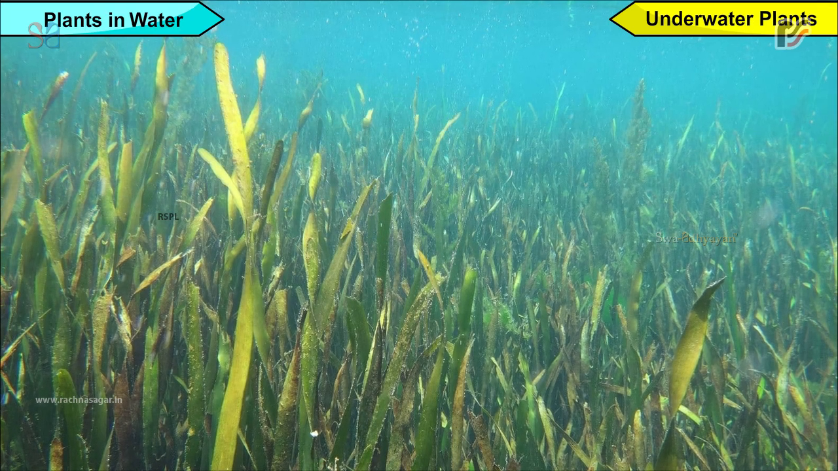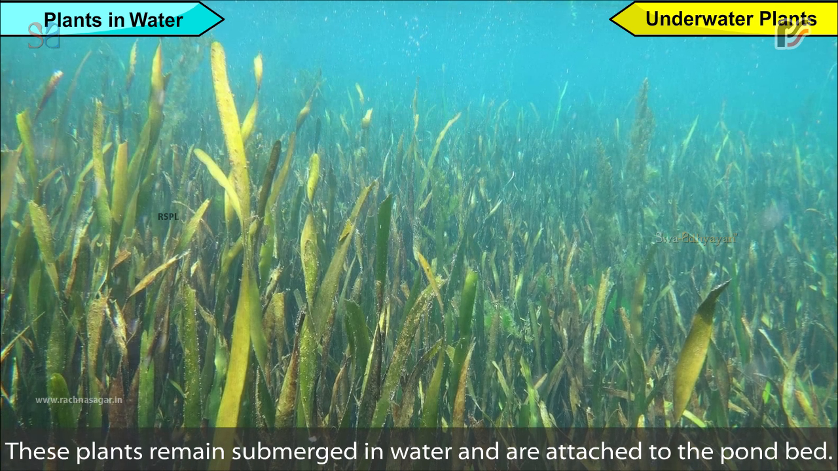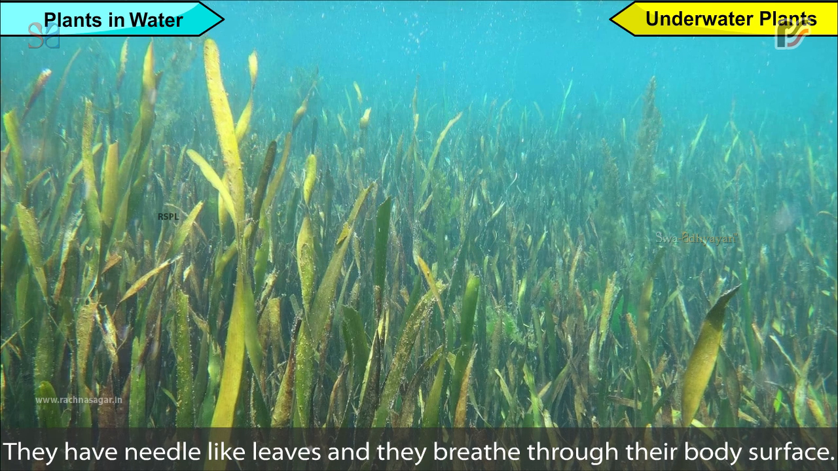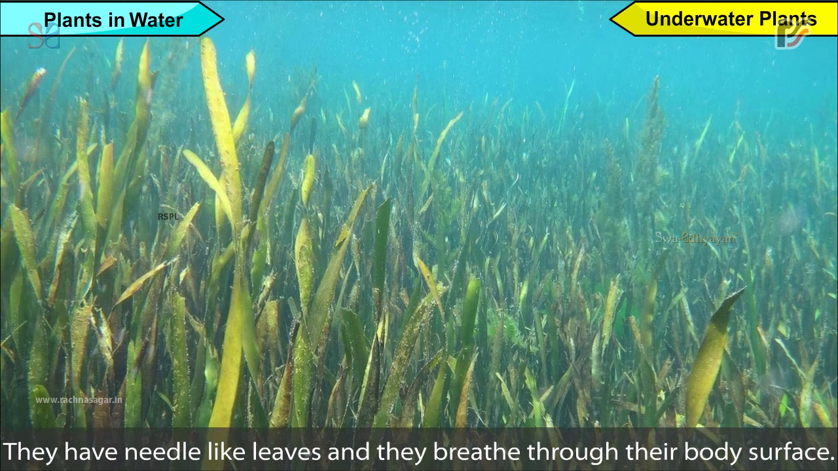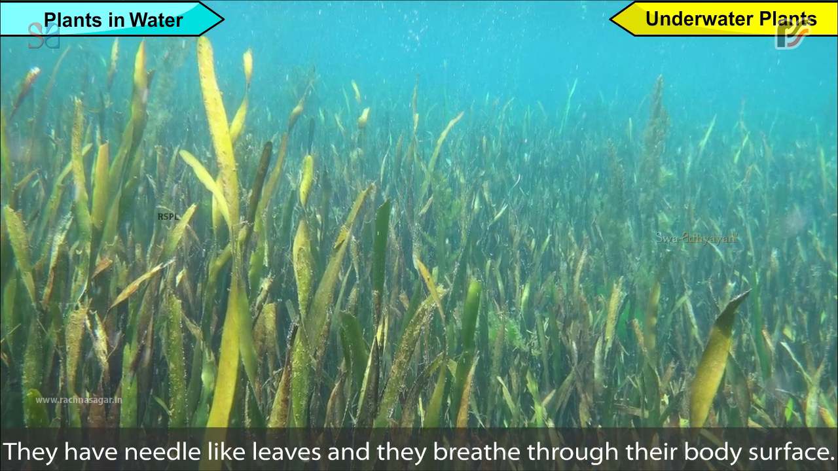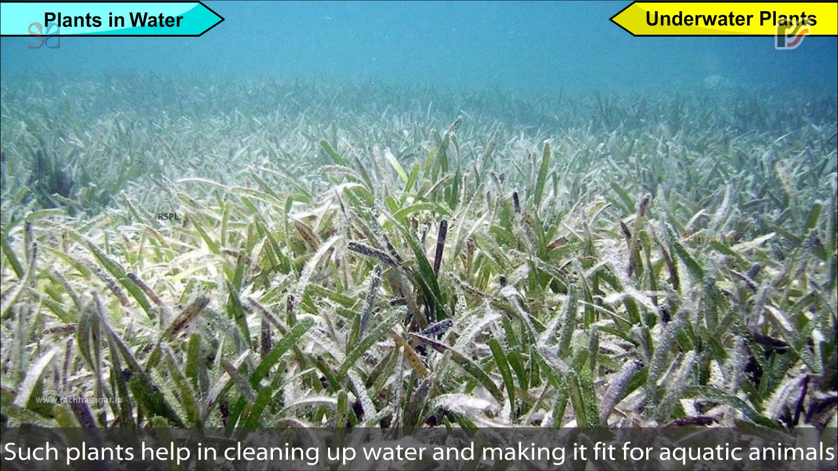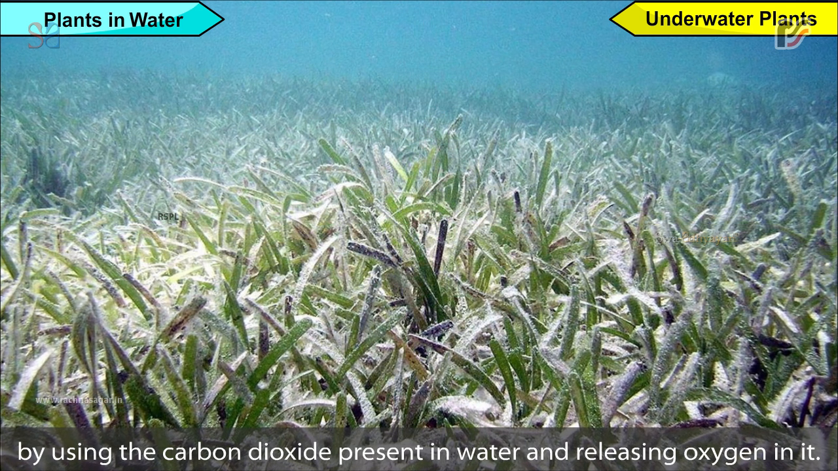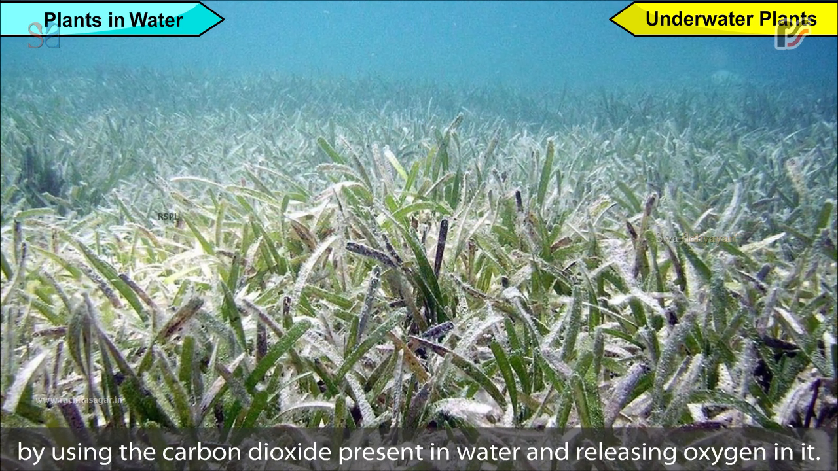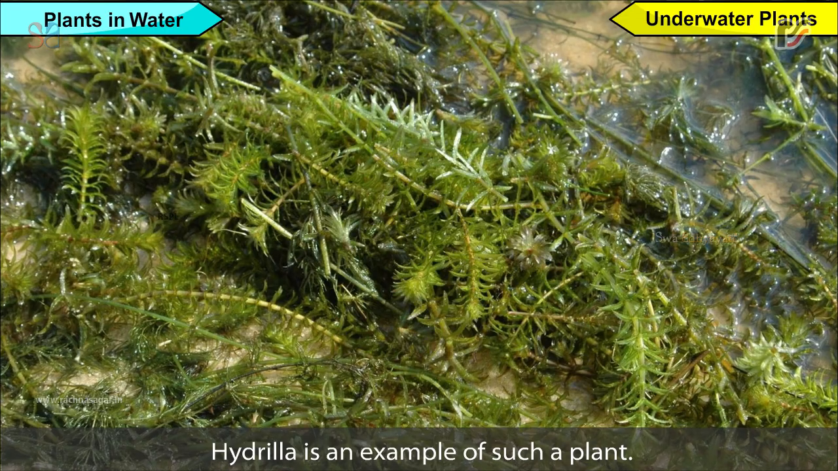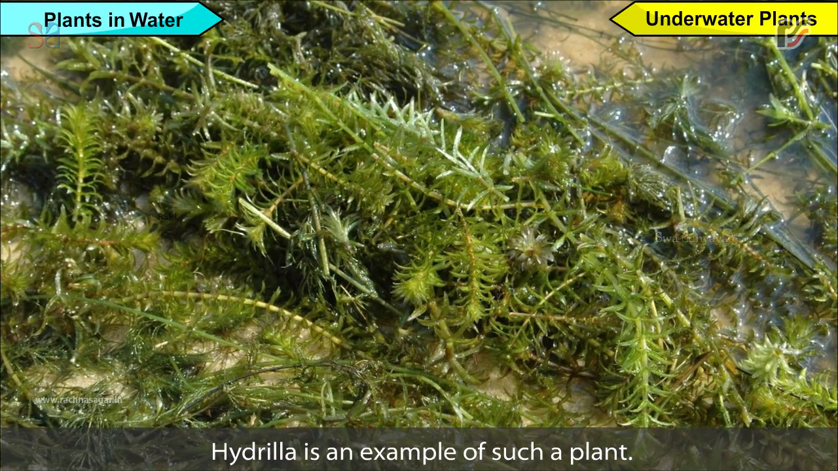Underwater plants. These plants remain submerged in water and are attached to the pond bed. They have needle-like leaves and they breathe through their body surface. Such plants help in cleaning up water and making it fit for aquatic animals by using the carbon dioxide present in water and releasing oxygen in it. Hydrilla is an example of such a plant.